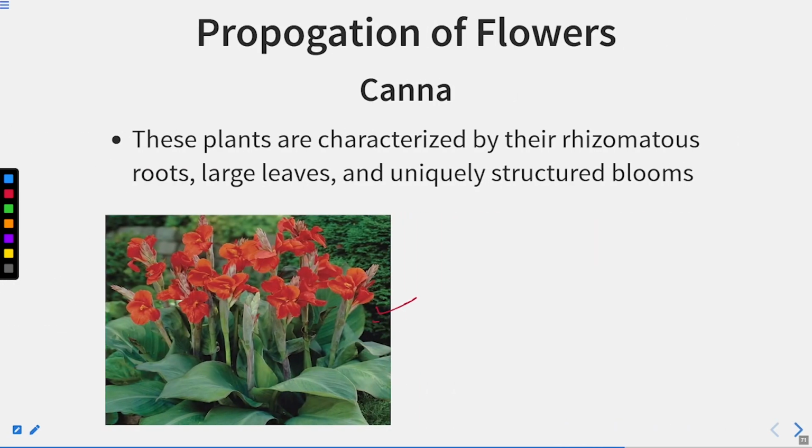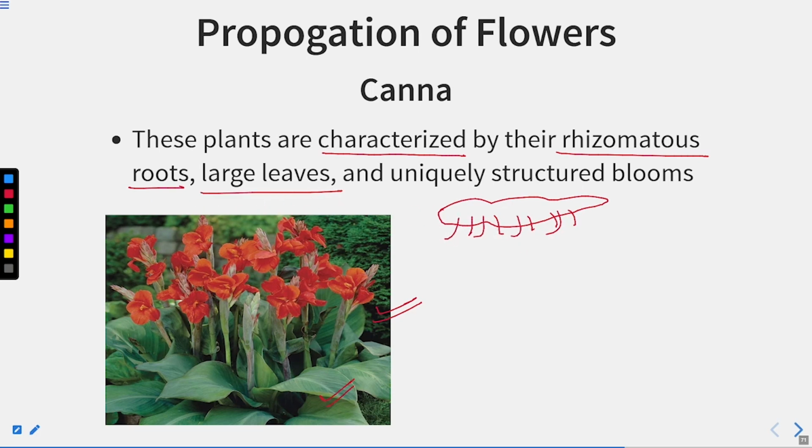So here you can see this canna flower, right? These plants are characterized by their rhizomatous roots. So the roots are actually this stem, and it gives rise to the roots from here, and they have large leaves and a uniquely structured bloom. You can see how beautiful the flower is. It is not only in this red color, but it can be yellow, orange, and even white.